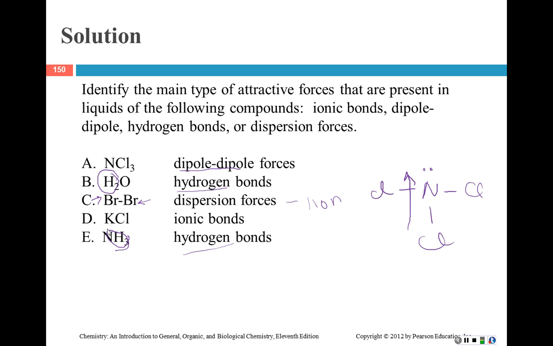And then finally, potassium and chlorine, that's a metal and a nonmetal. So that is ionic. So it's going to have ionic bonds.